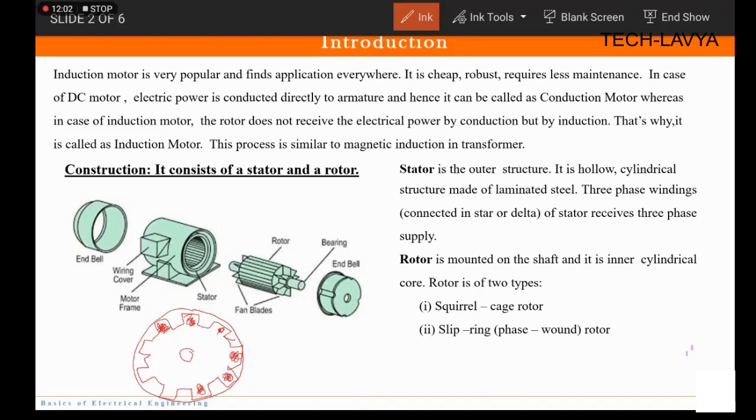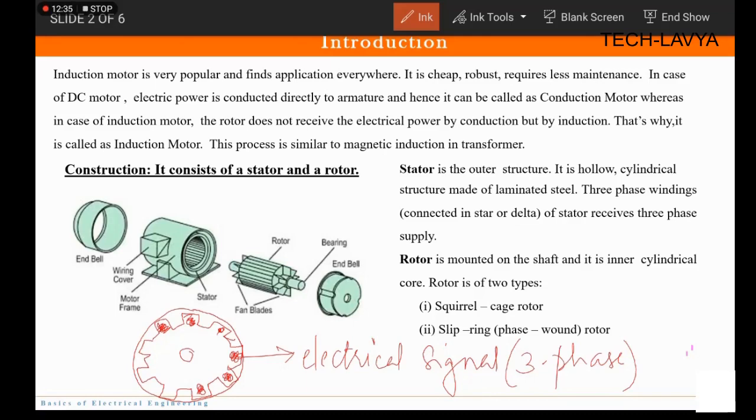Okay, fine. So these conductors or windings or coils, whatever you call them, receive an electrical signal. And which type of electrical signal do they receive? Three-phase signal, because this is a three-phase induction motor. Had it been a single-phase induction motor, it would have received single-phase supply. Fine. So basically this was about the stator.